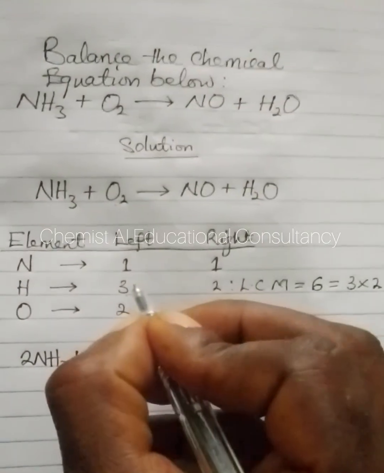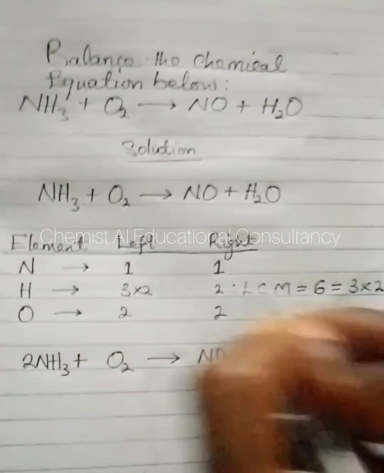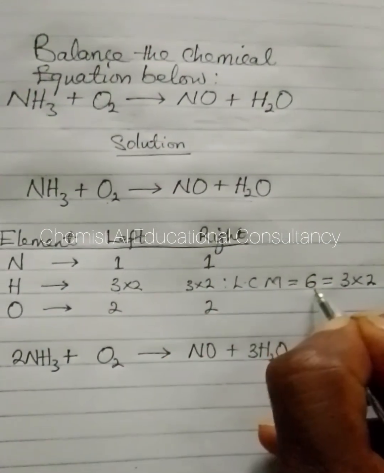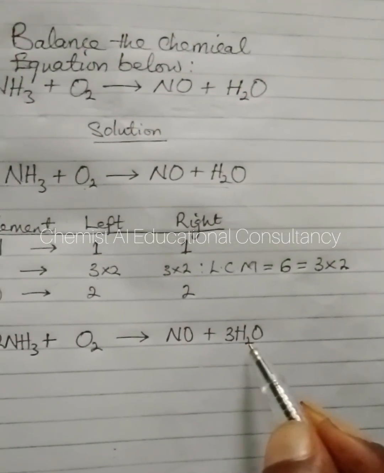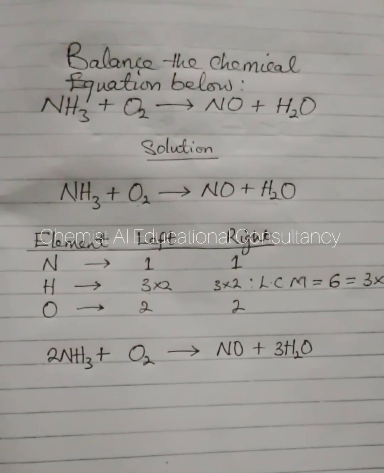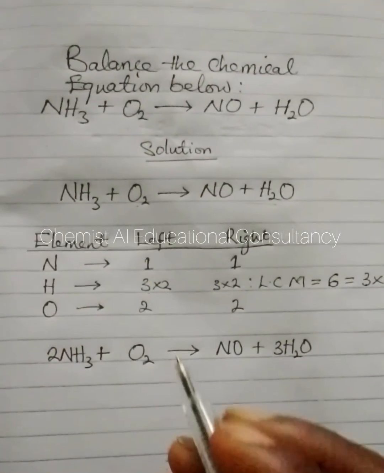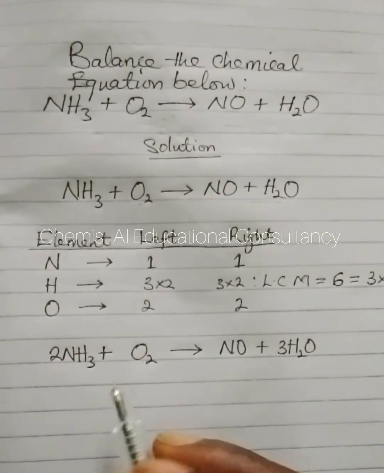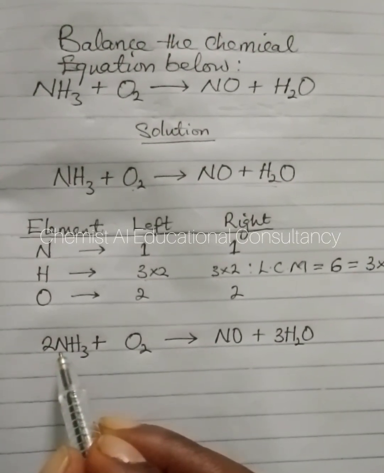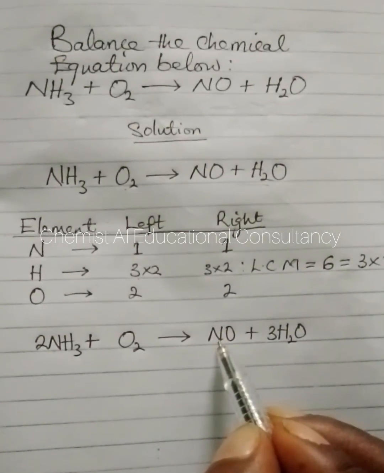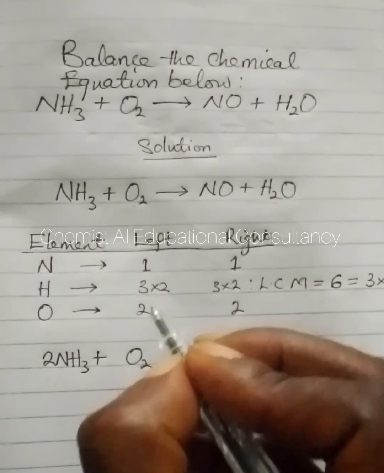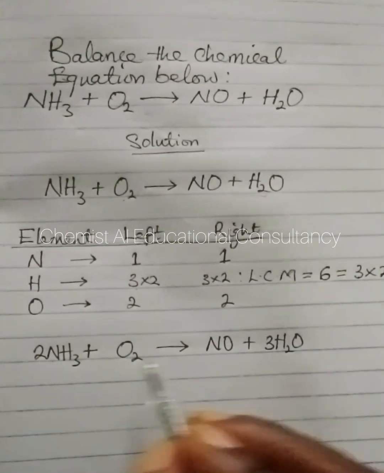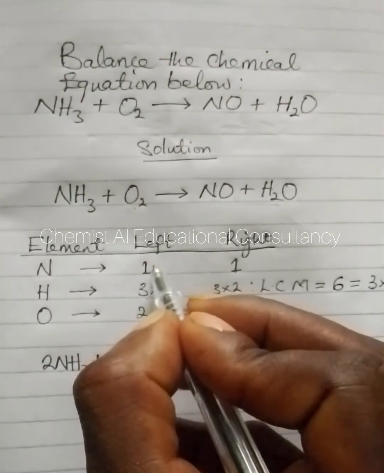We said 3 times 2, right? So you write 3 times 2 and 2 times 3 here to make it 6. So hydrogen is balanced, as you can see. But in the process of balancing hydrogen, nitrogen became unbalanced. It was 1:1. Now it is 2:1. So this must reflect on the table. This 2 we have here means 2 times 1, right? So we write the times 2.